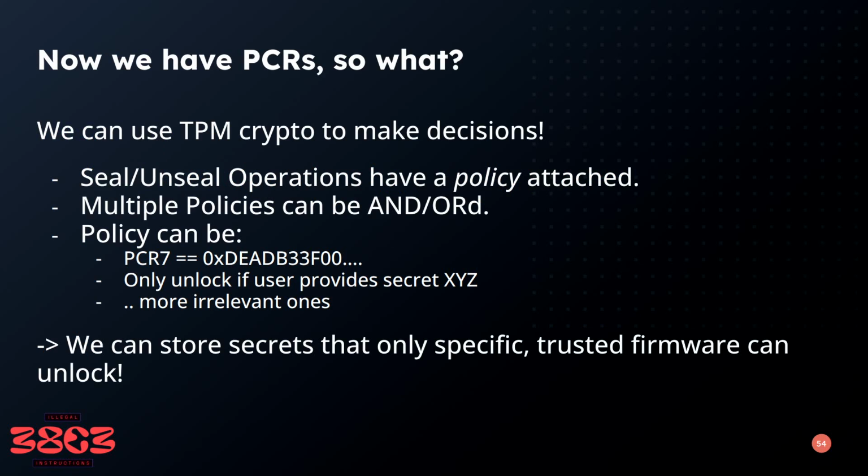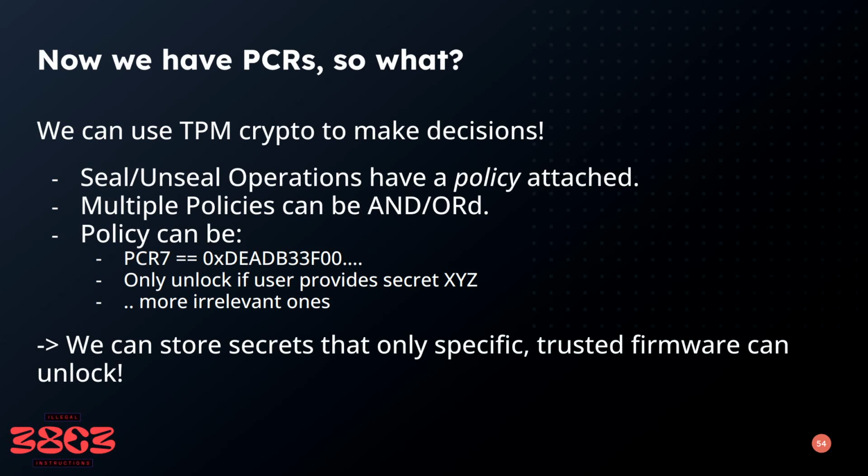I now have a bunch of PCRs. What do I do with them? Well, I use them for unattended unlock. Because I can have some great policies in there to seal some crypto stuff. So I can give the TPM a secret and say, please only give this secret back if PCR 7 is exactly this value.